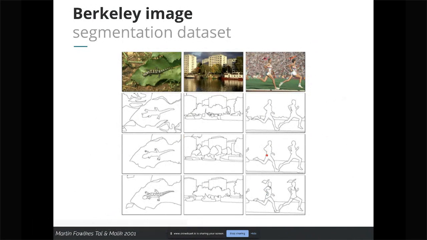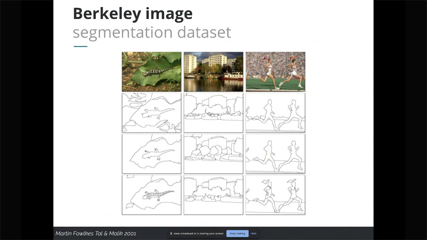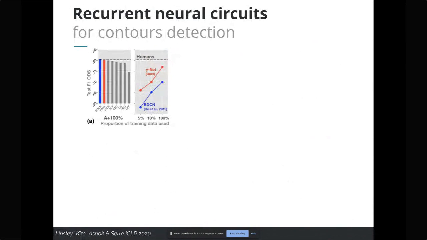What I'm going to tell you about today is the fact that now, again, we have a hierarchy of processing stages, and we're going to be training this recurrent neural network for the detection of contours on the Berkeley image segmentation datasets. I should point out from the beginning that the level of accuracy of the state-of-the-art on this Berkeley dataset is already human level. And I should also point out that the state-of-the-art on this dataset are very deep feed-forward neural networks. This is called BDCN here.